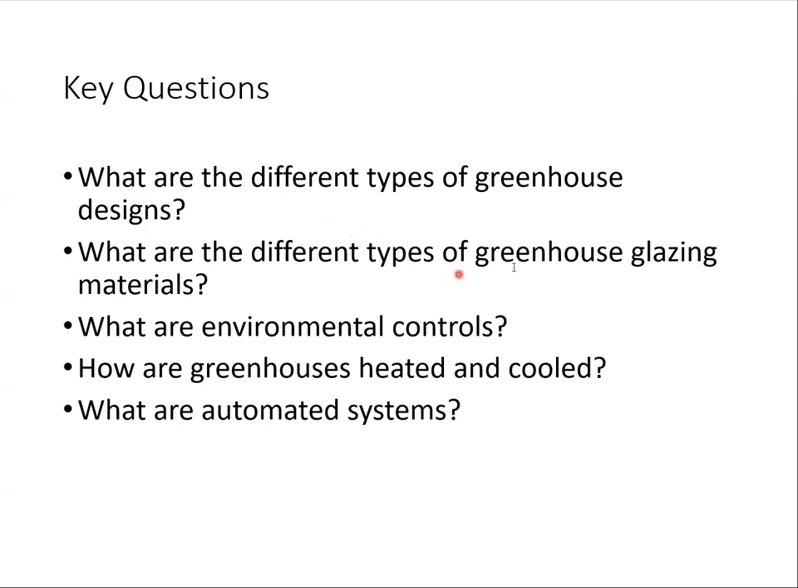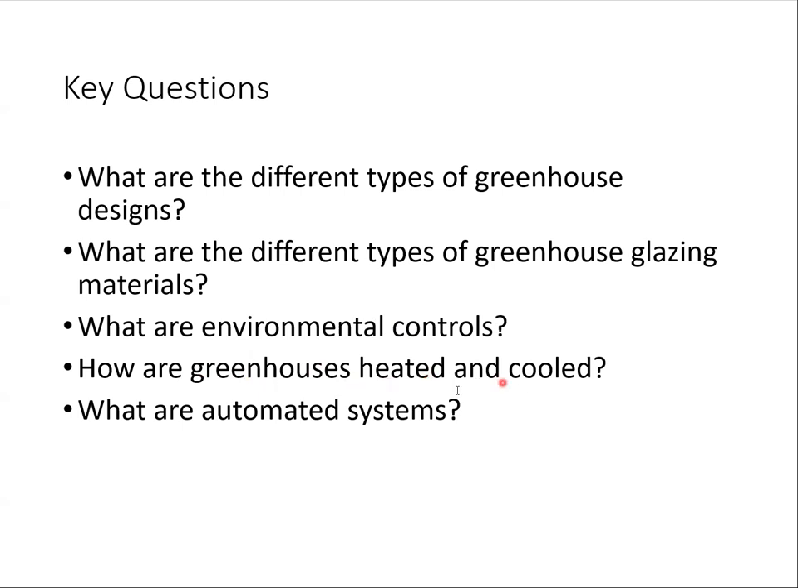We're going to look at different types of greenhouse glazing materials. And glazing materials are the materials that go on the outside of the greenhouse. Typically, they're translucent or completely transparent. And some of them are better at holding in heat than others. Some of them are incredibly more expensive than others, et cetera. So we're going to look at those. We'll look at different types of environmental controls. How do we control heat? How do we control cool? How do we control humidity? All of those things.